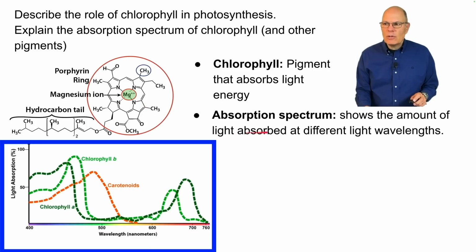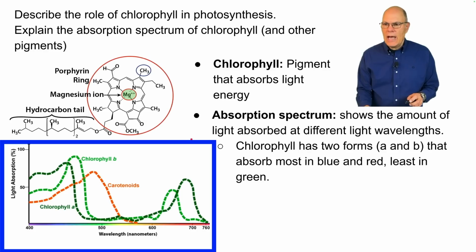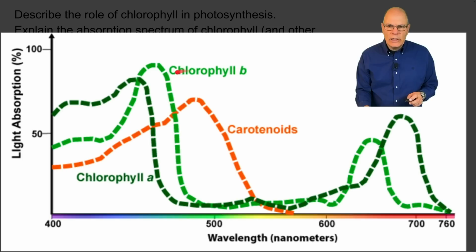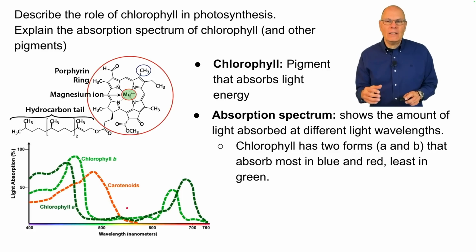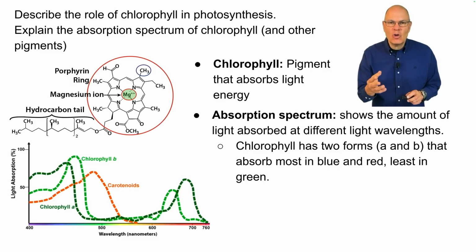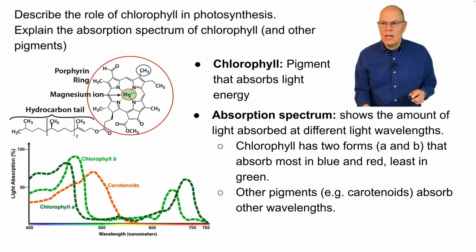An absorption spectrum shows the amount of light absorbed at different light wavelengths by a pigment, by a substance that absorbs light energy. And chlorophyll has 2 forms. They're different based on this functional group. Here's chlorophyll B, here's chlorophyll A, and you can see that they both absorb most energy in the blue part of the spectrum and in the red part of the spectrum, but very little in the green part of the spectrum. And that's why leaves are green, because leaves are reflecting green light, whereas they're absorbing other light wavelengths.